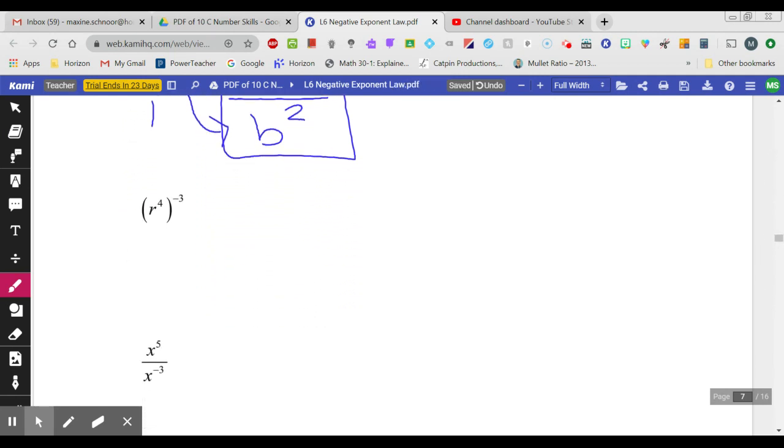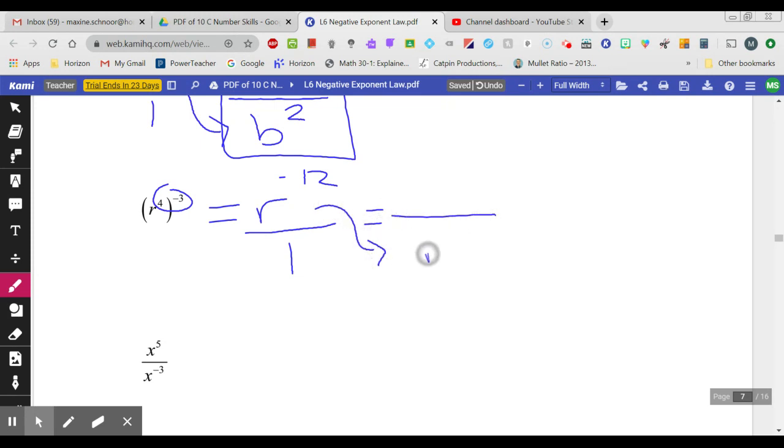Okay, so how does this look when we start using it with other rules? Remember, the negative rule is something you do at the very end if necessary. So here, we've got powers touching. When you've got powers touching, you times. So 4 times negative 3 is negative 12. And like I've said before, if you need to use your calculator, you're going to do that. Now you look at your answer and you ask yourself, do I have any negative exponents? Yes, I do. It's negative on the top, so I'm going to bring it to the bottom. And then again, put the 1 on top. That's your final answer.